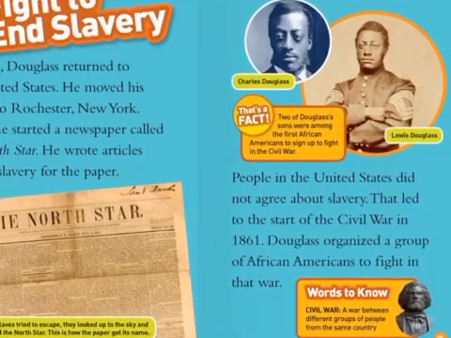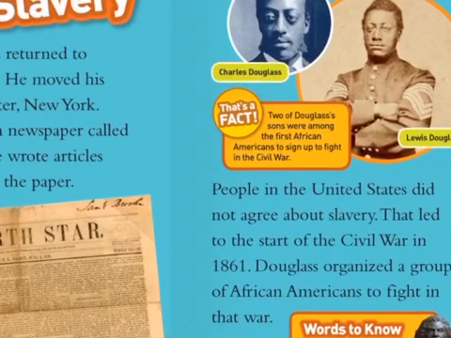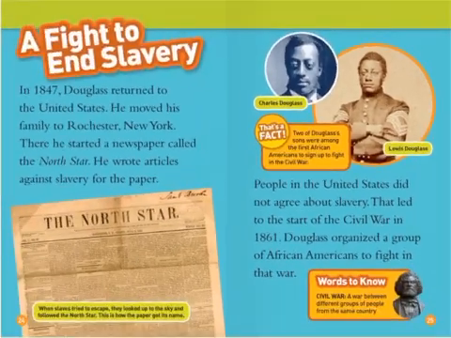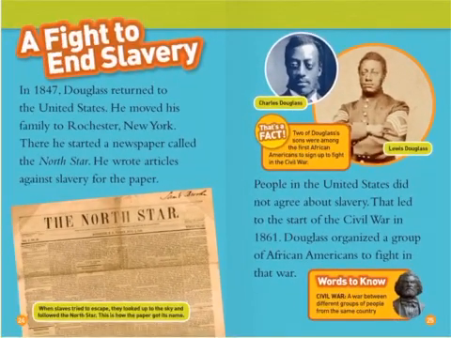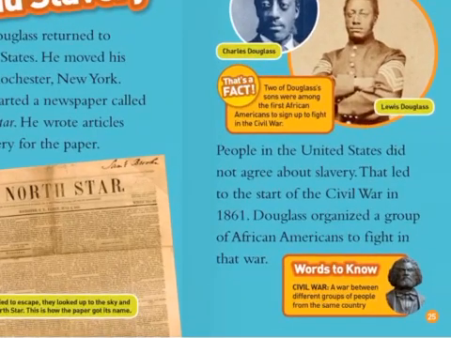People in the United States did not agree about slavery. That led to the start of the Civil War in 1861. Douglas organized a group of African Americans to fight in that war. 2 of Douglas's sons were among the first African Americans to sign up to fight in the Civil War: Charles Douglas and Lewis Douglas. Words to know: Civil War, a war between different groups of people from the same country.